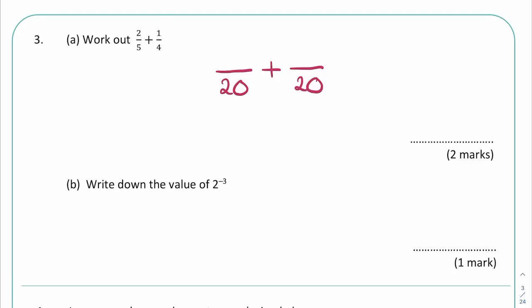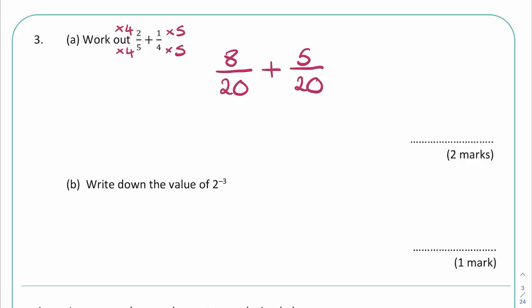So to get 20 on the bottom, that means multiplying the left fraction by 4 on the top and the bottom, and the right fraction we are multiplying by 5. So the left fraction, the 2, is going to become 8 as we're timesing by 4, and the right fraction, the 1, is going to become 5.